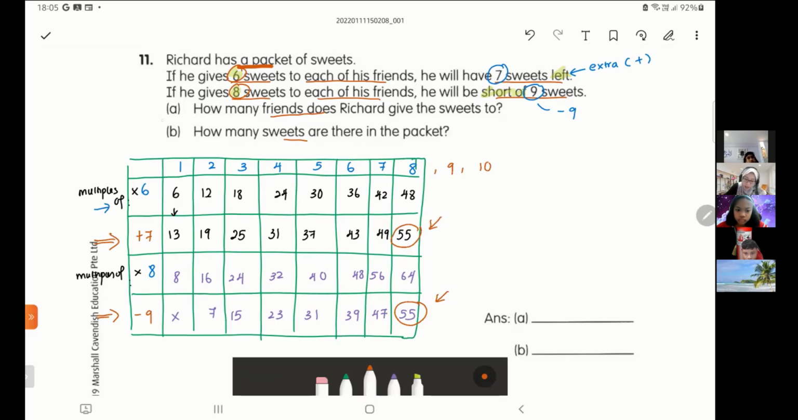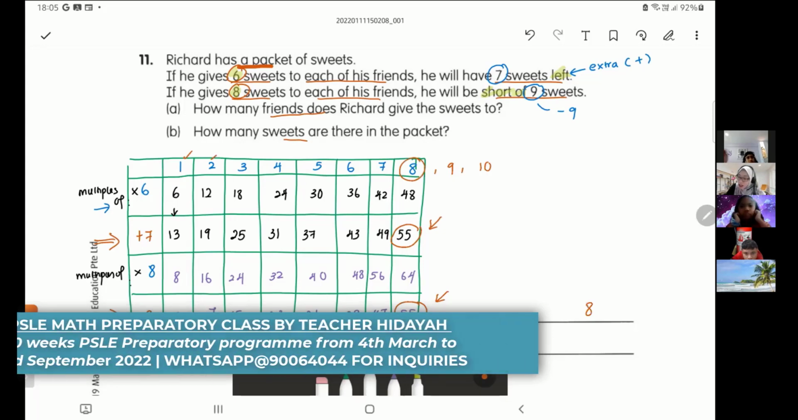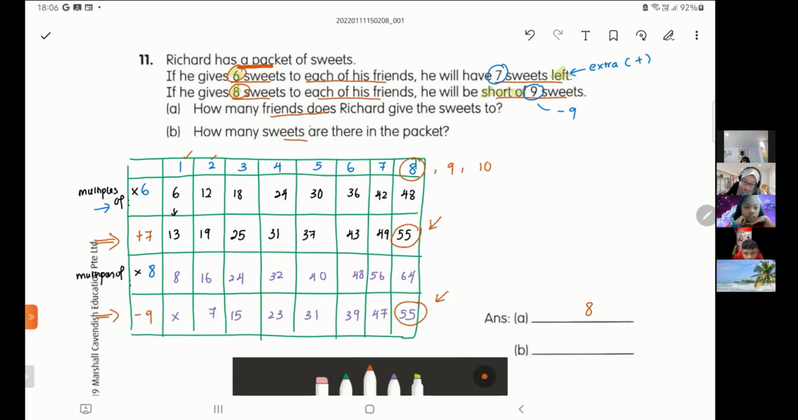So for part A, how many friends does Richard give to? How many friends does he have? 1? No. Does he have 2? No. He has 8, the maximum here. Okay, so it's 8. How many sweets are there in the packet? So sweets here will be the common multiple. In this case it will be 55. That is the answer.